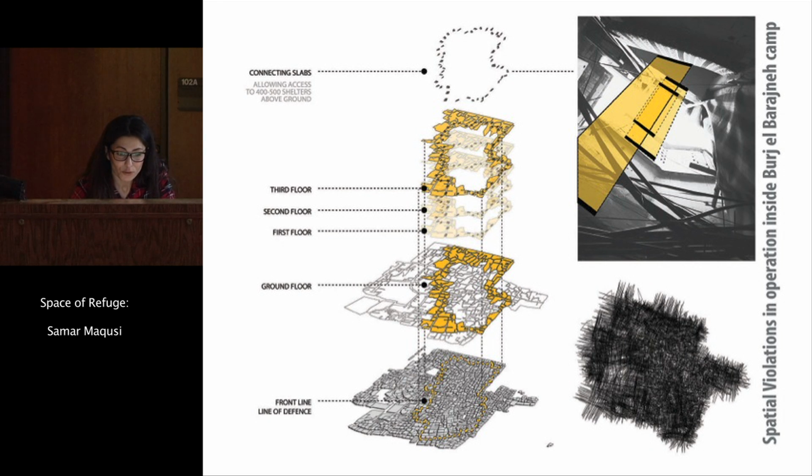So they were able to do this on 3 different levels, and they were able to connect more than 400 shelters and create pretty much a radial axis throughout the camp. And they did not have to set foot on the ground, which obviously gave them a very strong advantage during the armed struggle.